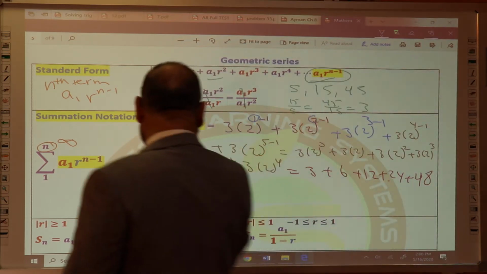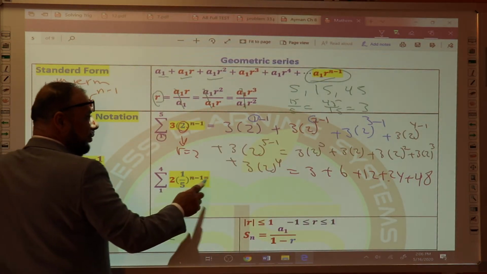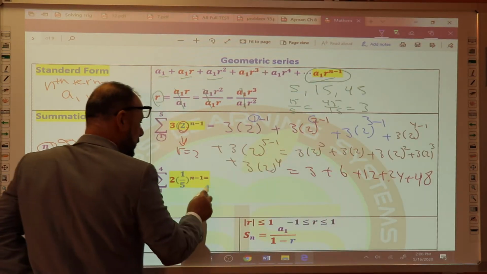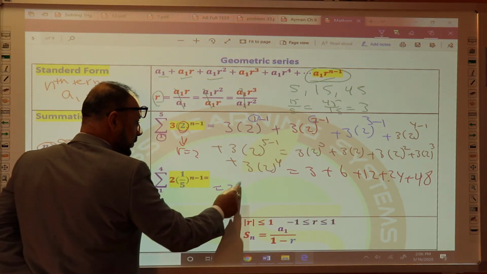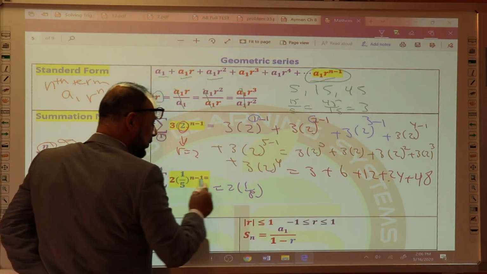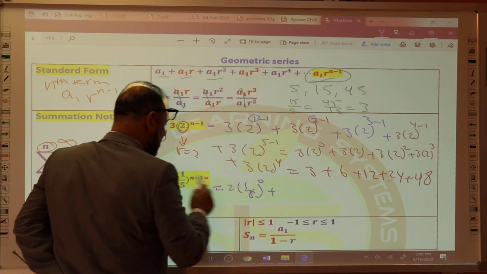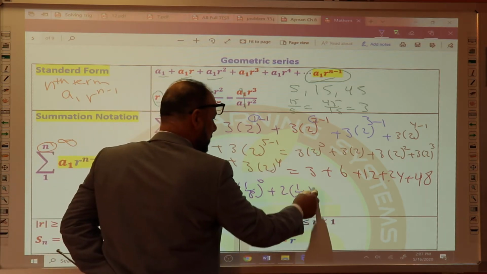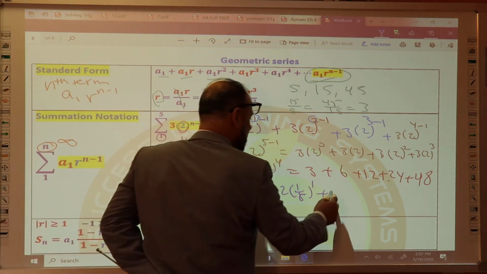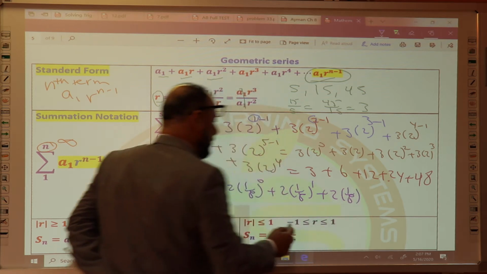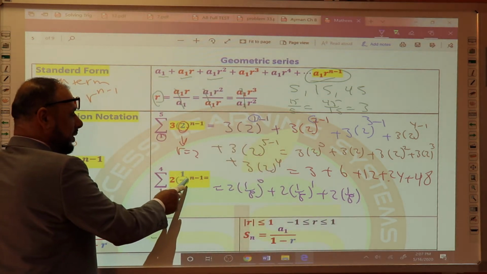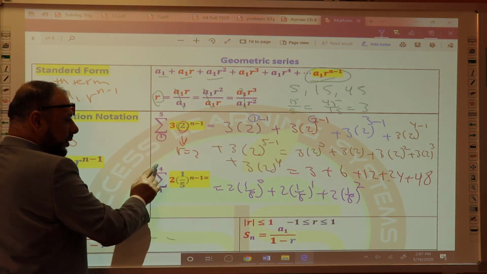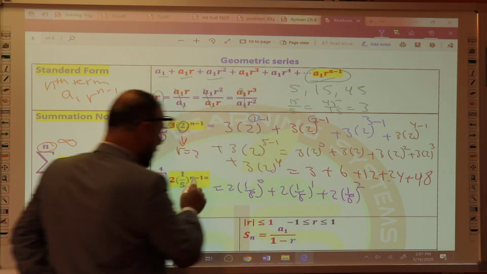Let us deal with this one. You want from 1 to 4. It equals 1/5 to the 1 minus 1, which is 0, times 2; then 1/5 to the 2 minus 1, which is 1, times 2; then 1/5 to the 3 minus 1, which is 2. You following me? I'm plugging in from 1 to 4 because we have n minus 1.